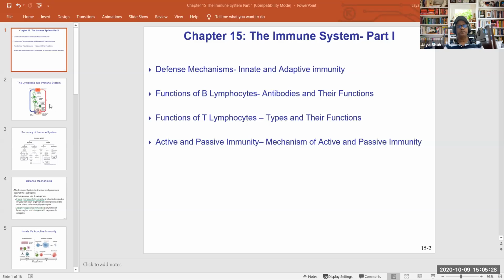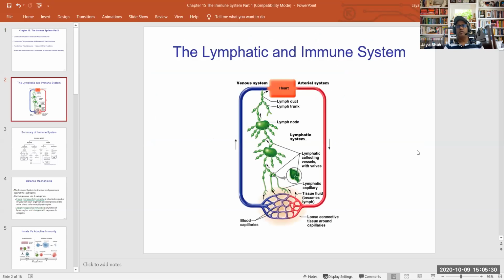So the immune system and lymphatic system is highly dependent on each other. That's why we always talk about lymphatic and immune system together. Here you can see the diagram.